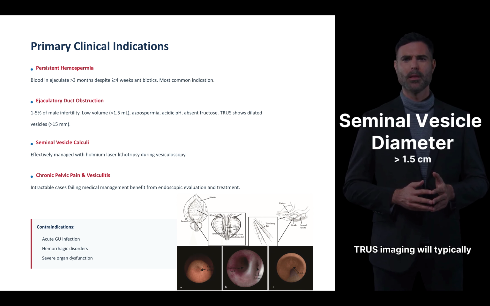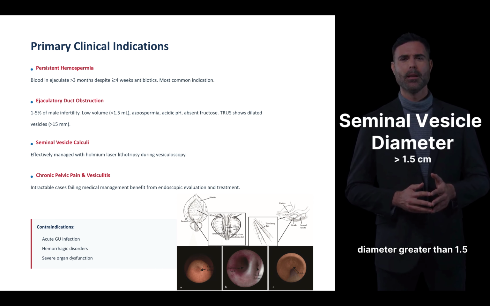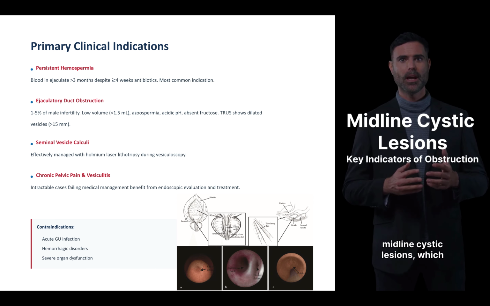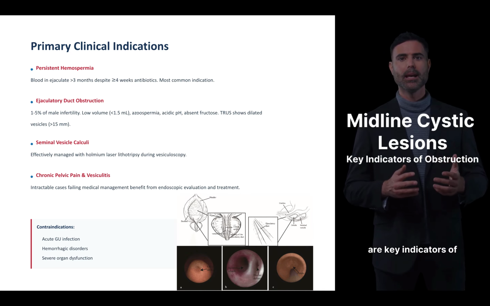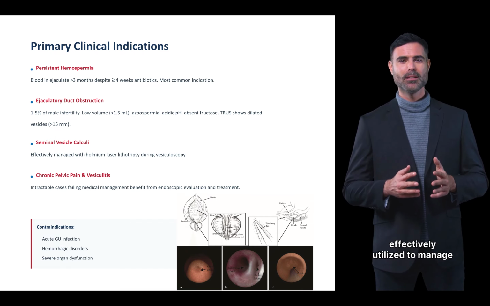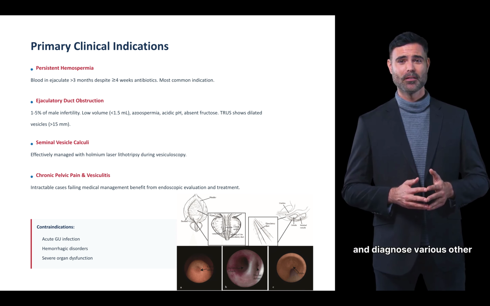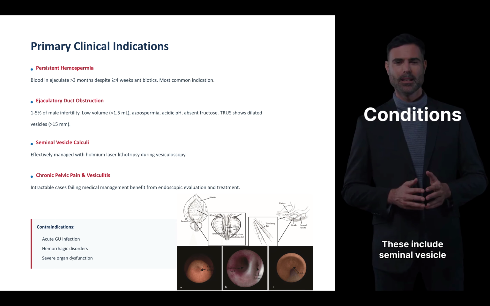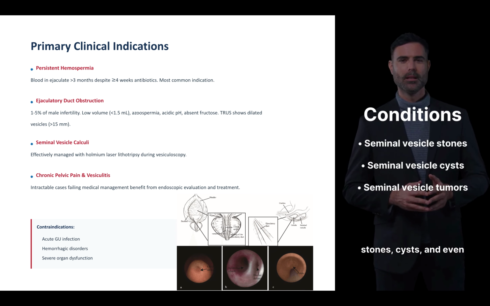TRUS imaging will typically reveal a seminal vesicle diameter greater than 1.5 centimeters. It can also identify midline cystic lesions, which are key indicators of obstruction. Finally, TUSV is also effectively utilized to manage and diagnose various other seminal vesicle pathologies. These include seminal vesicle stones, cysts, and even tumors, offering a comprehensive approach to treatment.